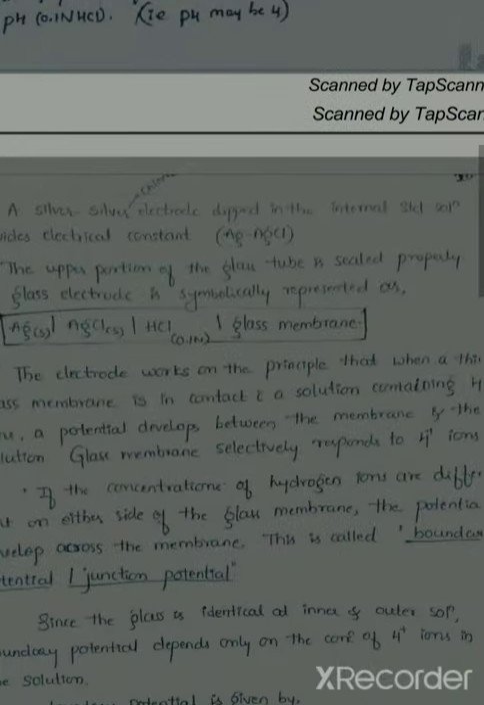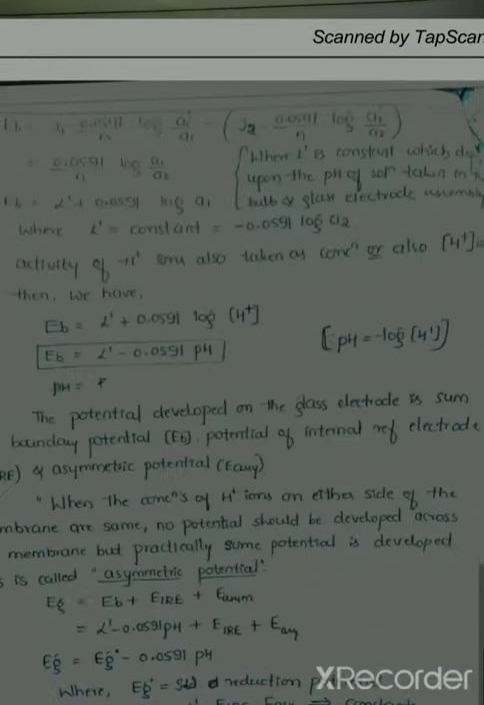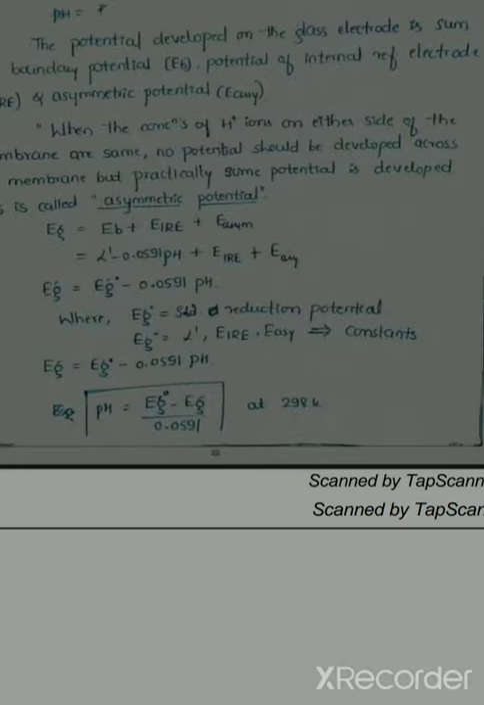The potential developed due to the same concentration of H plus ions. Okay, same concentration of H plus ions. So that is nothing but the asymmetric potential.